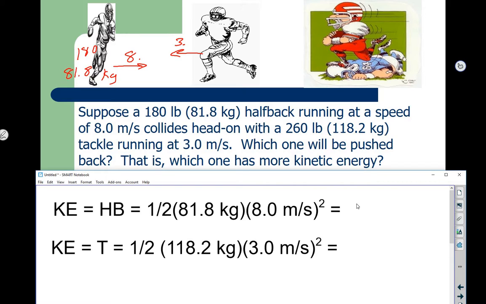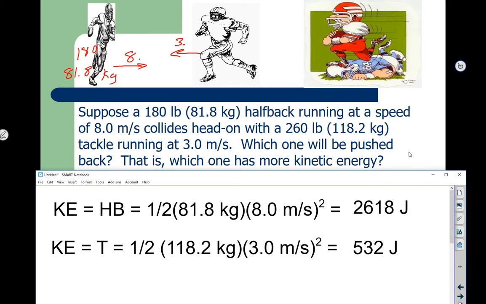Shout it out when you've got it. 2617.6, so that would be 18, right? Unit joules. Do I have a second on that? Okay. Going for the second one down here. 532 joules. Okay, so what does that tell me? This is a heavier guy, right? But he doesn't have enough energy, so the halfback is actually going to push back the tackle. Right?